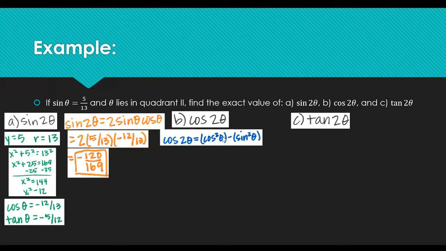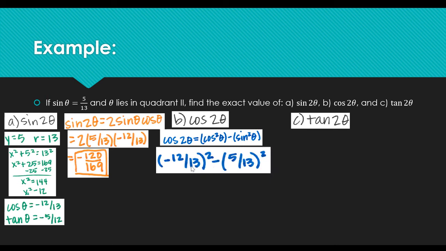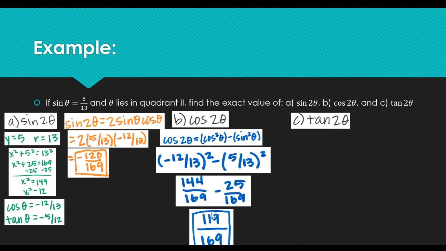Cosine of 2 theta. You can choose whichever formula you want. I'm just going to use that top one, cosine squared minus sine squared. So I know cosine is negative 12/13. Sine is 5/13. So I plug those in. And so I've got negative 12/13 squared minus 5/13 squared. So that's going to be a positive 12 squared is 144, 13 squared is 169, minus 5 squared is 25, 13 squared is 169. Subtract and you get 119 over 169. So the cosine of 2 theta is 119 over 169.